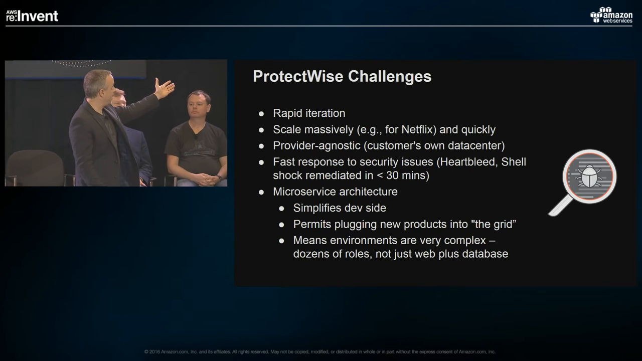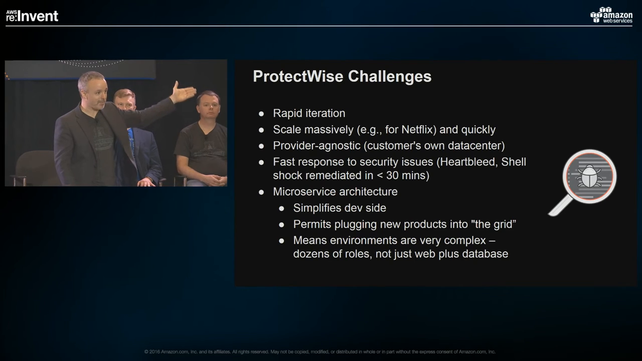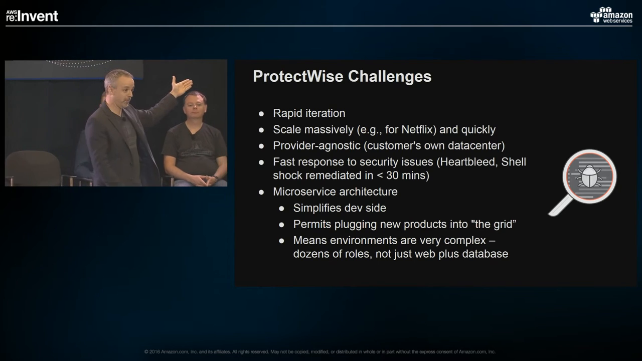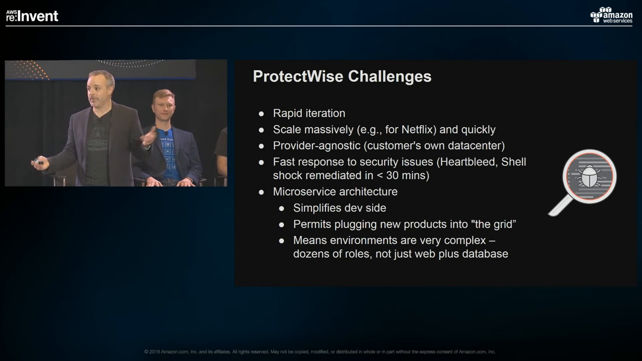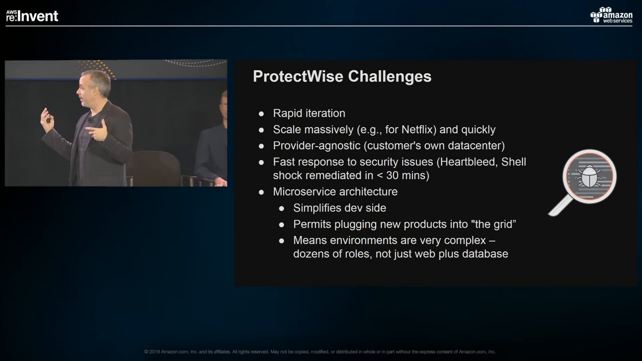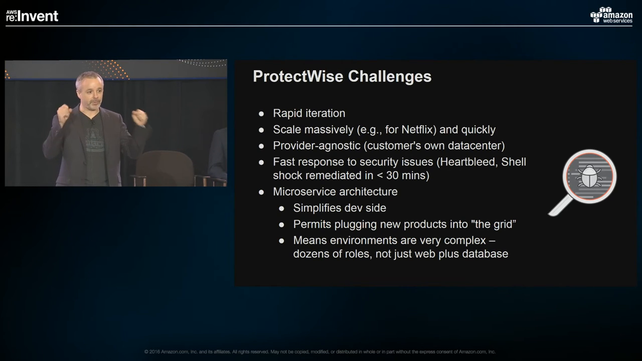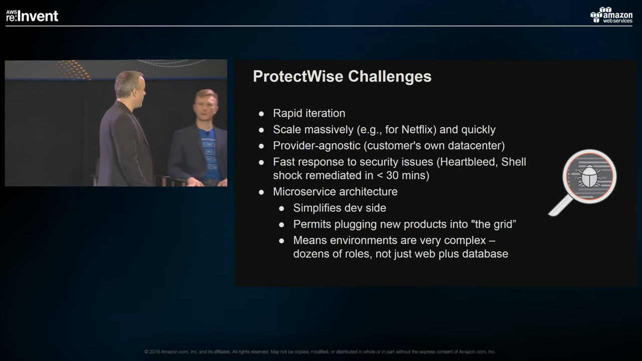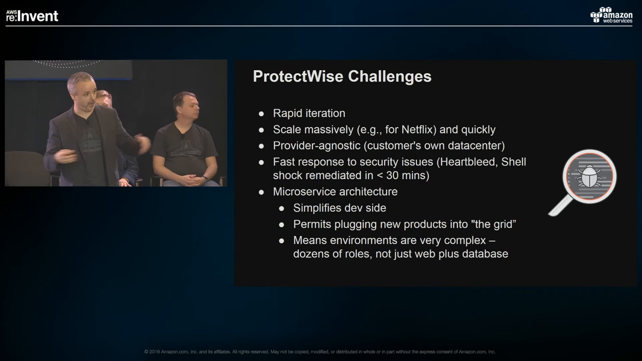So rapid iteration, massive scale, like Netflix was our first paying customer, and that is a painful first customer, to be honest with you, data-wise. We needed to be really provider agnostic, so we were able to do this in AWS. In those early days, some people in the finance and healthcare industry were like, hey, we're not going to the cloud. Now they're all like, help us get to the cloud, right? And then, because we're a security company, we had to tackle how you deploy patches to a zillion servers and do it without creating side effects, right?